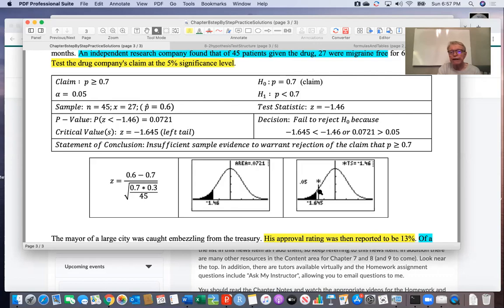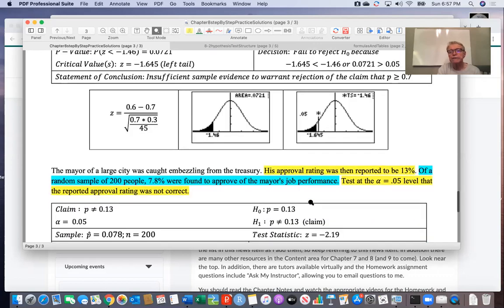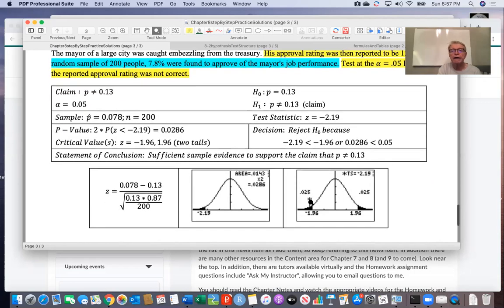So it's not unlikely. Then let's look at the last one. Again, in H1, it is a test of proportion, and it is not equal, meaning it is a two-tailed test, and alpha is 0.05 again. Two-tailed test means we need two critical values, one on either side of the mean. And we find that the one on the left is negative 1.96, and the one on the right is positive 1.96.